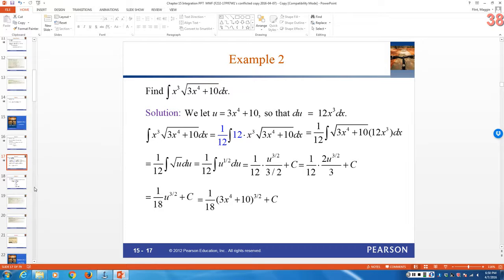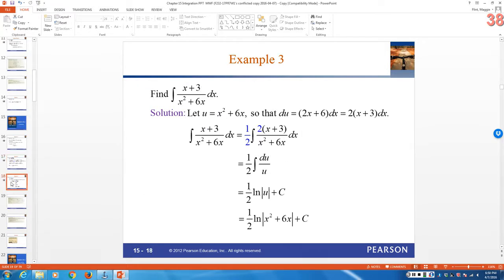You ready to try another one? Okay, here we've got what appears to be a quotient rule, and I can hear people already going, oh, please don't tell me there's a quotient rule antiderivative. No, there's not. There's no product and quotient rule. We're going to treat this as if it is still a chain rule. We're basically going to separate this out.